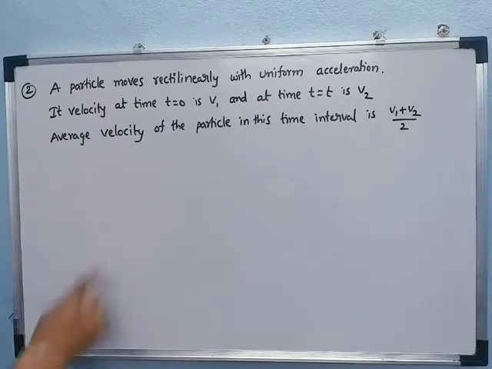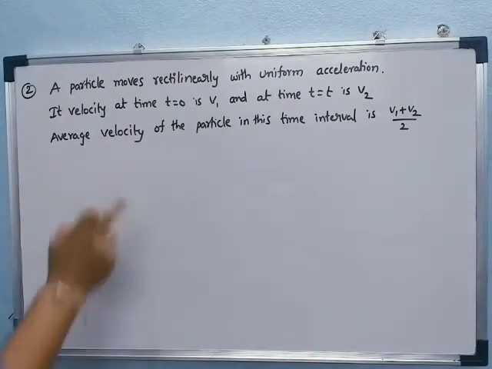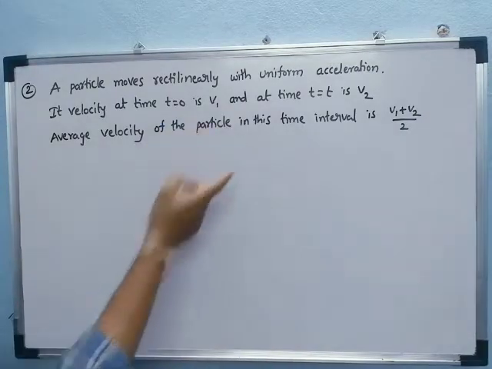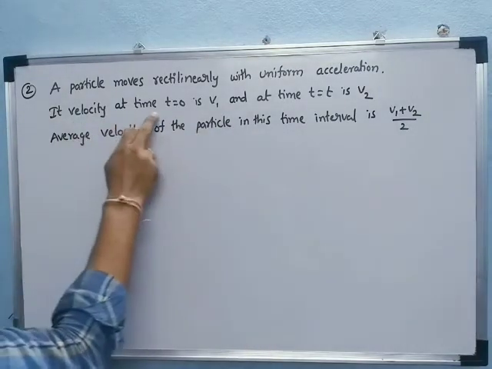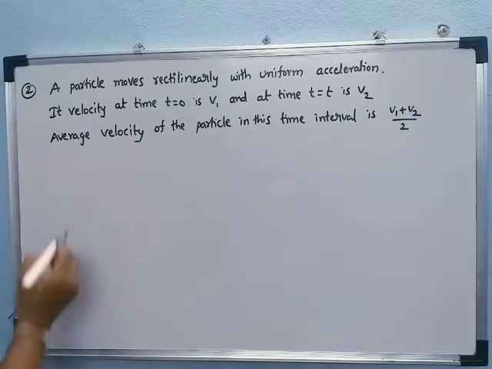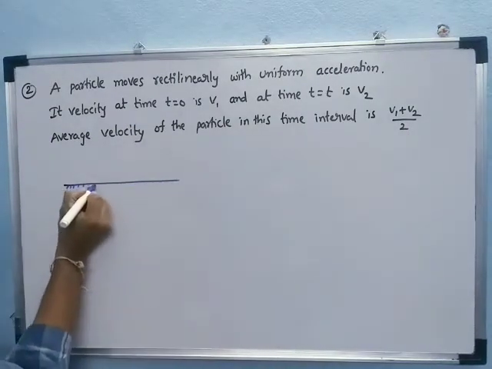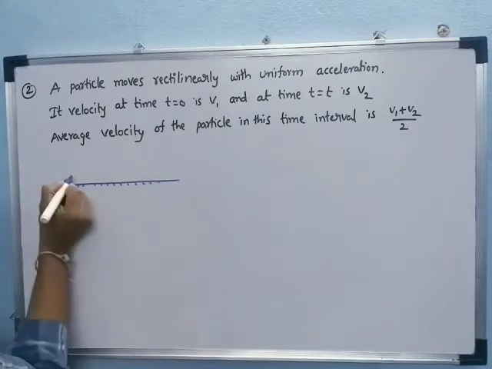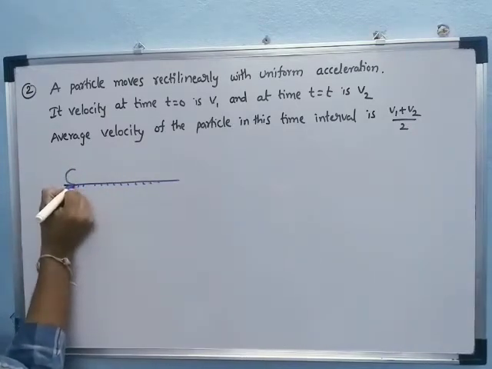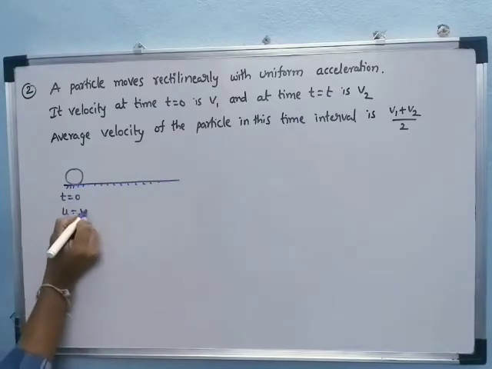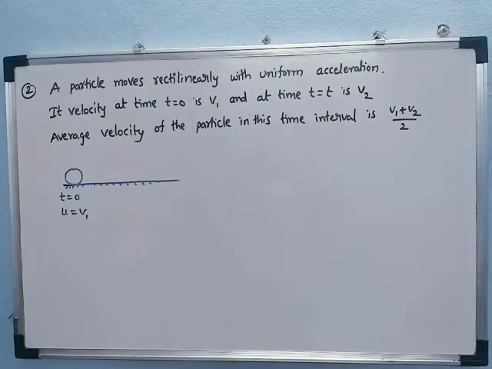A particle moves rectilinearly with uniform acceleration. Rectilinear is nothing but straight line motion. Its velocity at time t equal to 0 is v1. This is considered the body, on a horizontal surface. At time t equal to 0, its initial velocity u is given as v1.